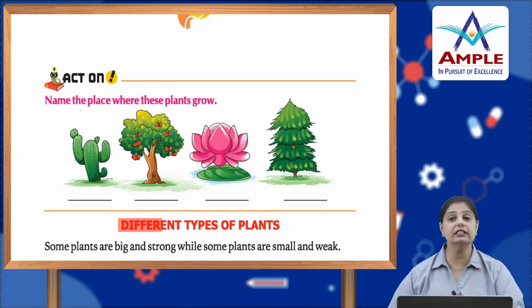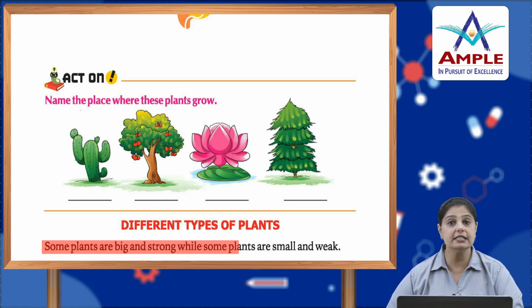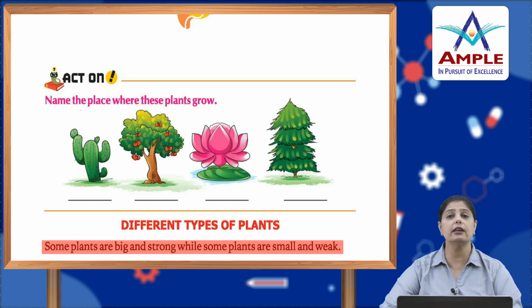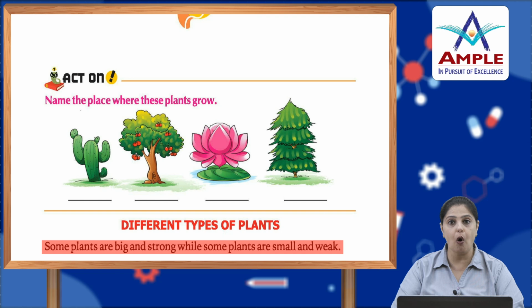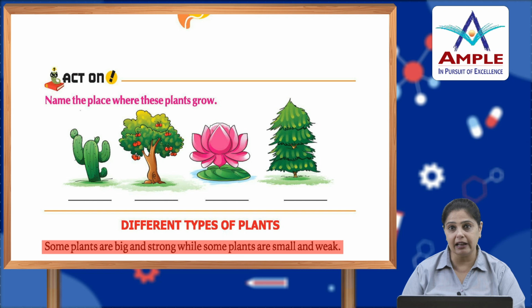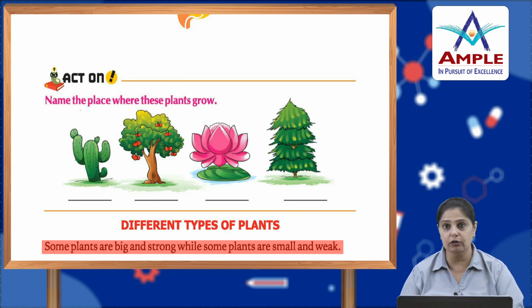Now, let's look at the different types of plants. There are some plants which are big and strong, while some plants are small and weak. You must have seen that there are certain plants which are really big and very strong. You must have looked at the trunk of the tree. It is really big and very strong, whereas certain plants need the support of other plants, or they are very delicate. You touch them and they can break, they are weak and small.